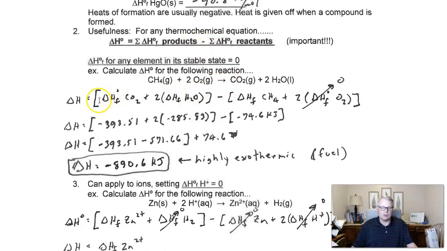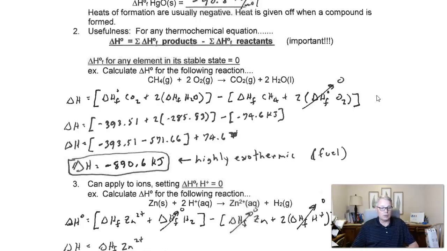Okay? So sum of the heats of formation of my products, right-hand side, minus the sum of the heats of formation of my reactants. Okay? Now, is there anything here I know the heat of formation of before I start looking in the back of the book?